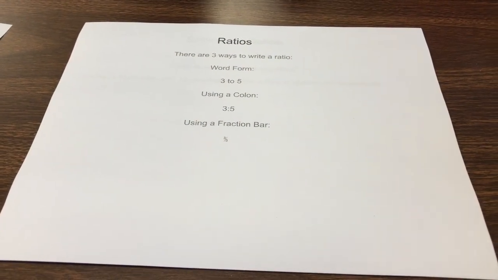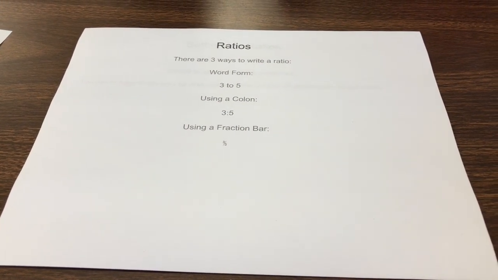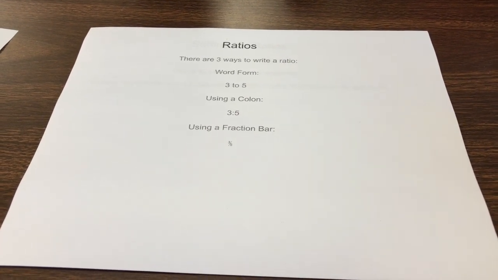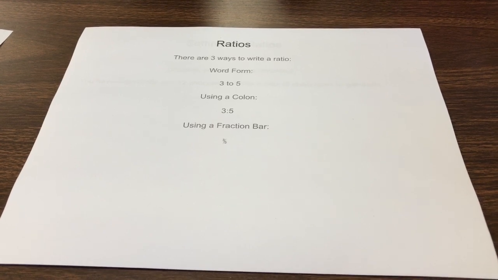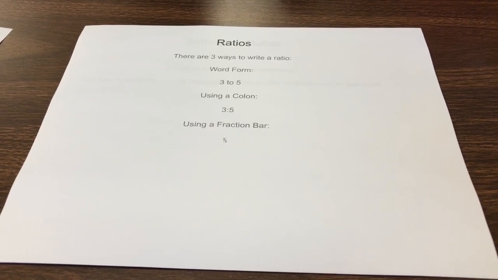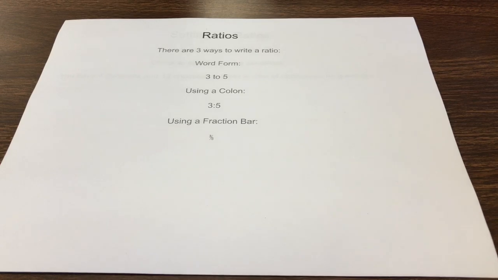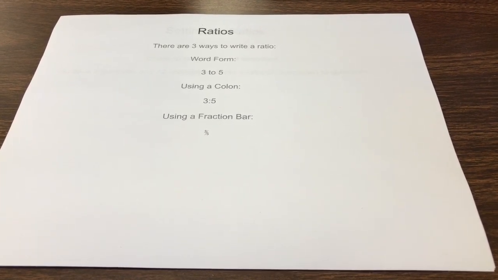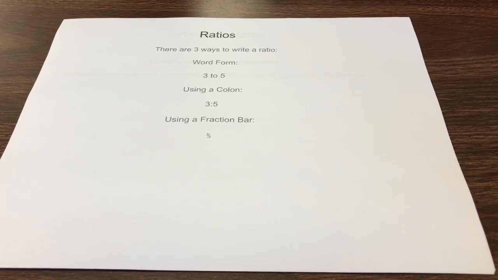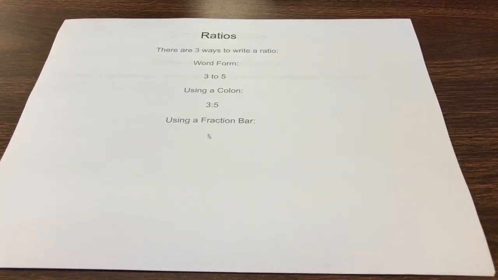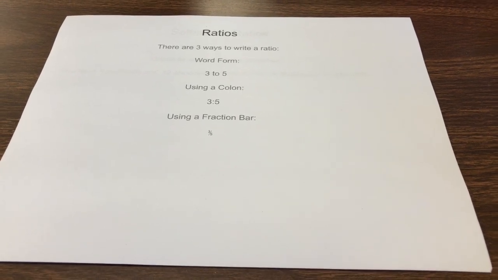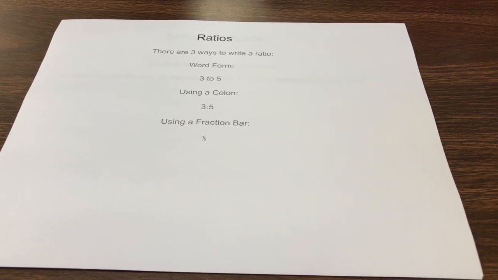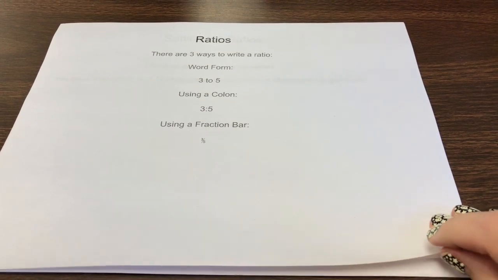There are three ways to write a ratio, so you can write them in word form. So if you are comparing 3 to 5, you can write it as 3 to 5. You can use a colon, which is 3 colon 5, and you can also use a fraction bar. Even though ratios and rates are not fractions, because they are comparing things, you can still use a fraction bar, and that's what you will see most of the time when you're working with proportions, finding missing quantities, as you'll see in this video today.